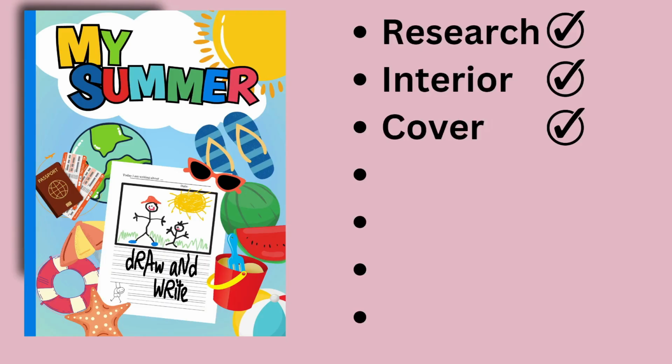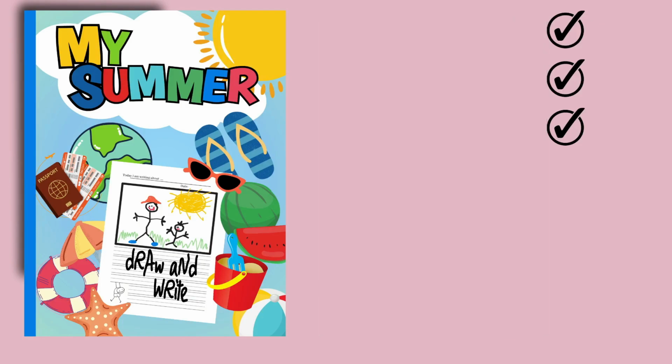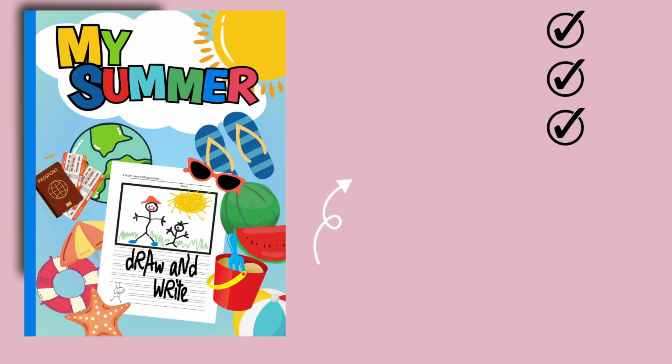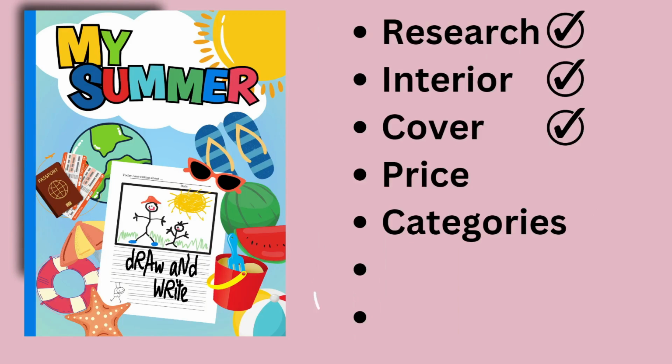So this is the cover of our little book. We made the cover in the last video. This is what the final look is. So we've done our research, we've created an interior and we've created a cover so far. So now we need to think about the price. How are we going to price our book? We also need to think about the categories. Which categories are we going to enter the book into?